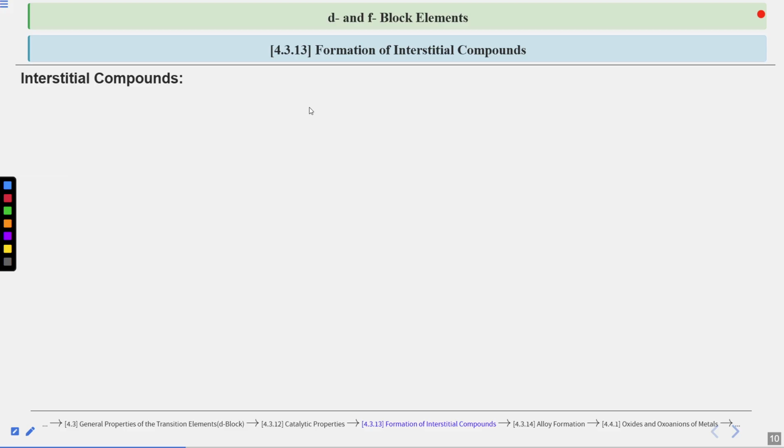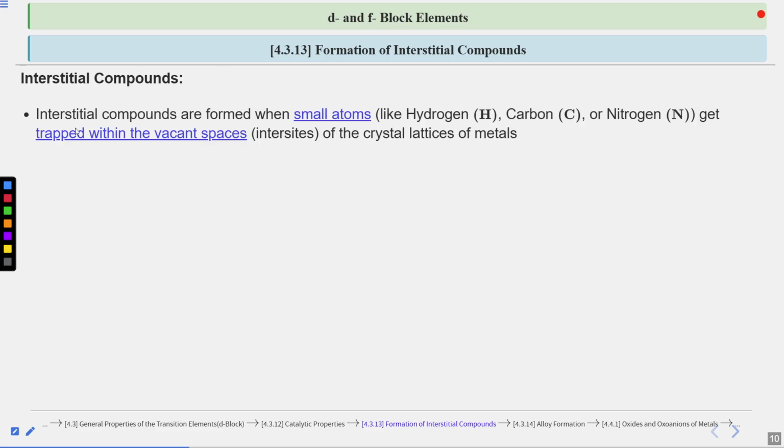Okay, let's move to our next section, that is 4.3.13, the formation of interstitial compounds. Let's talk about the interstitial compounds. Interstitial compounds are formed when small atoms like hydrogen, carbon, and nitrogen get trapped within the vacant spaces, or you can say interstices, of the crystal lattices of the metal. So we are talking about the crystal lattice of the transition metals.